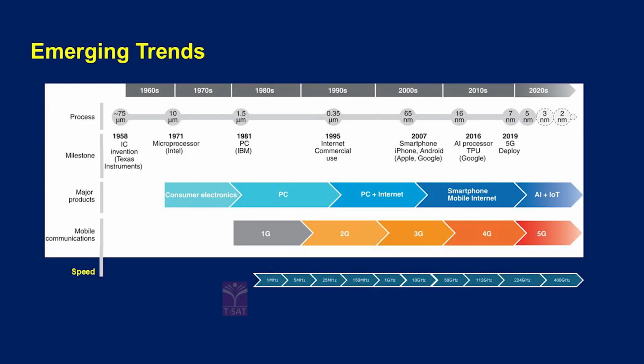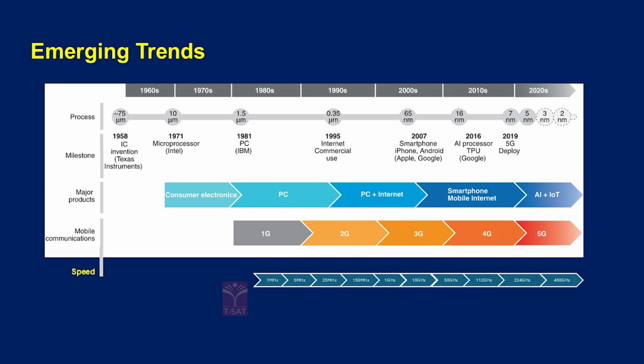Yeah, so now if you look at it, I think some part of it we already discussed, right? Emerging trends. Process wise, from the 1960s to 2020 and going on, we have seen the process. This process is the semiconductor manufacturing process. We have seen it start with a 75 micrometer process in 1958. I think that's too early, none of us were born at that point of time.